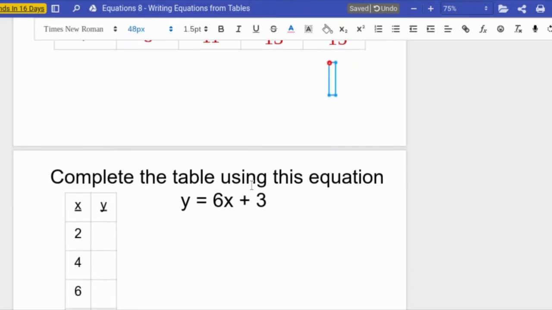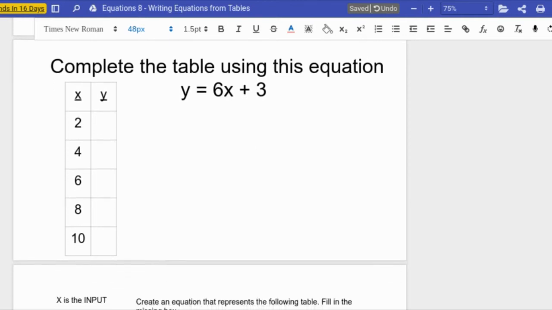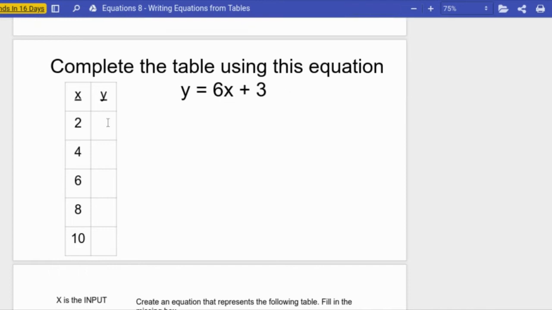All right, now we're going to look at a table that is written vertically rather than horizontally, but it works exactly the same. So here's my x's. These are my inputs. Here's what I'm going to put in. y is what I get out, and the 6x plus 3 is my rule. That's what I'm going to do to every number that I put in. I'm going to times it by 6, and then I'm going to add 3.